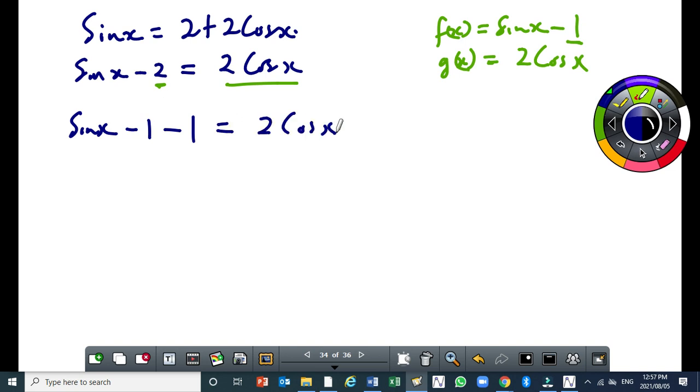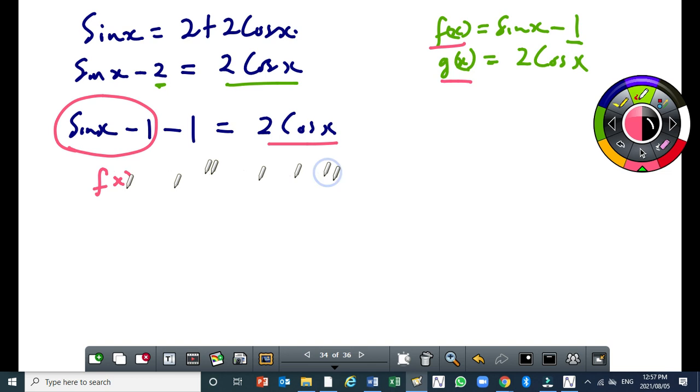Alright? Then the next thing now, I can substitute this sine x minus 1 by f of x, and this 2 cos x by g of x. If I do that, I'll get f of x minus 1 equal to 2 cos x, alright? Equal to g of x.